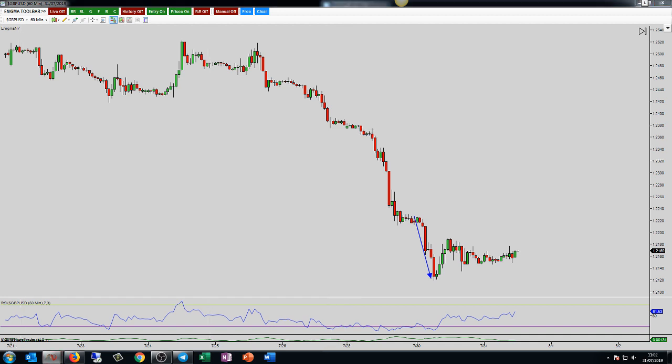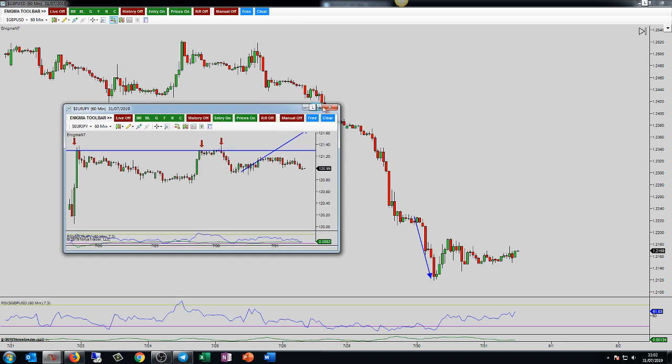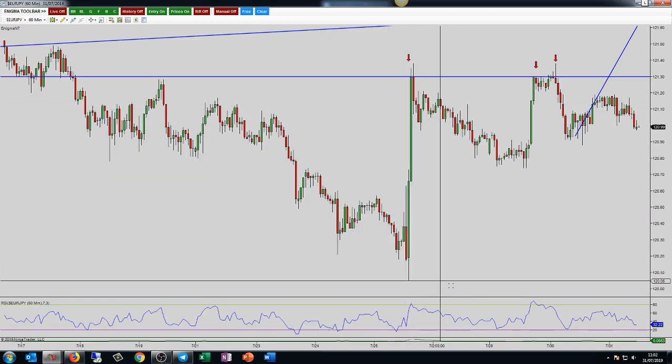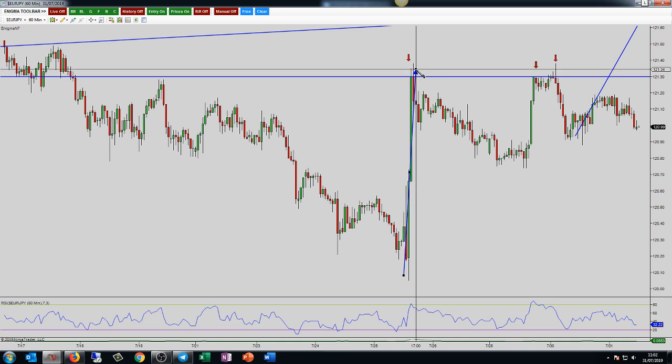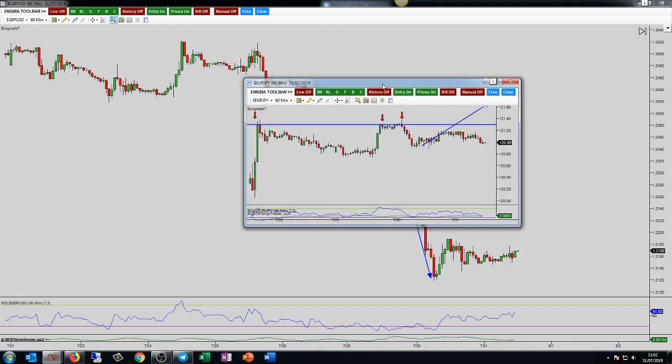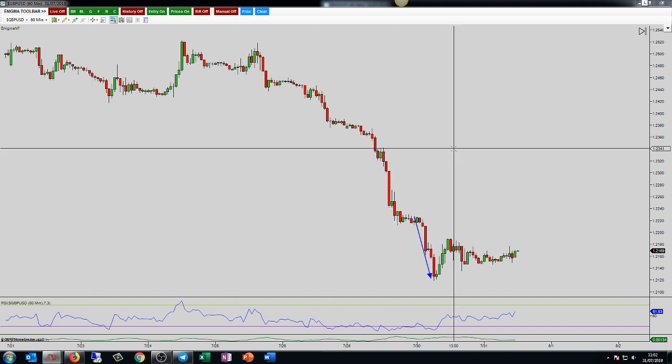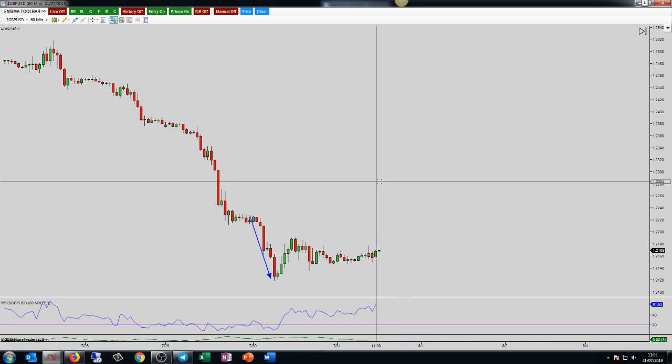Let me show you this. Bring over the euro yen. This here is a clear swing in the market with a directional pole. Okay, that's how I like them to look. This on the pound dollar does not have that. So that's my concern straight away.